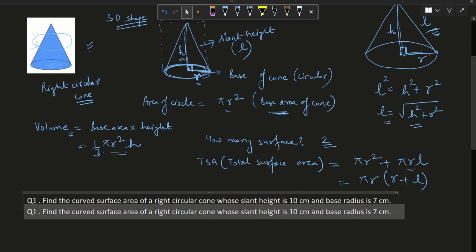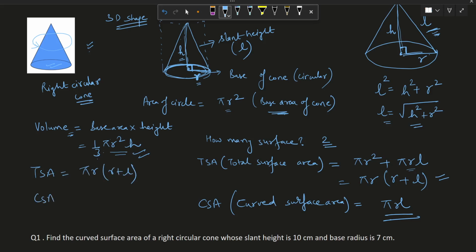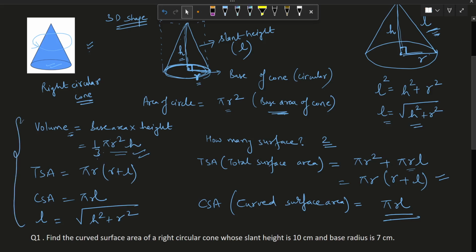Okay, students. Now what is the CSA? We already wrote. CSA is the curved surface area, which is only pi r L. So these are the three formulas that we are going to use in the below numericals. I hope it's clear, students, all the three formulas. The volume of a cone, the TSA of a cone, pi r into r plus L, and the CSA, which is pi r L. And how to calculate L, that is also there, square root of h square plus r square. These formulas will be used. Let's begin with the questions now.